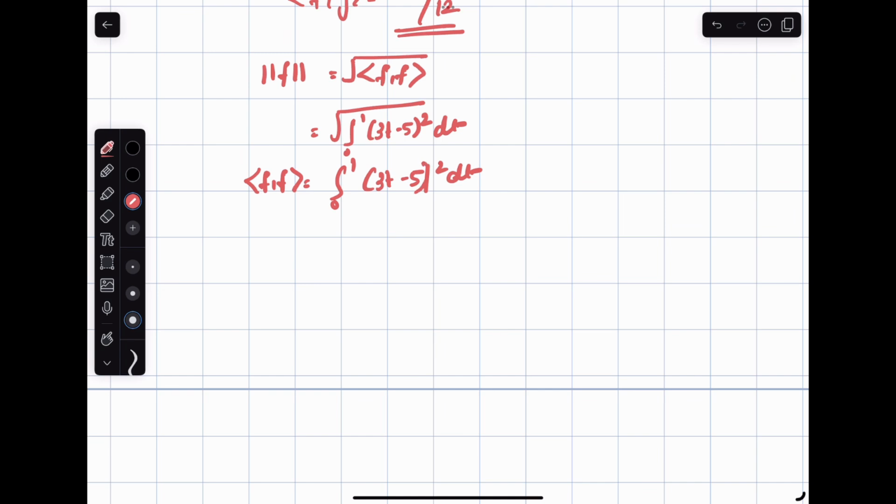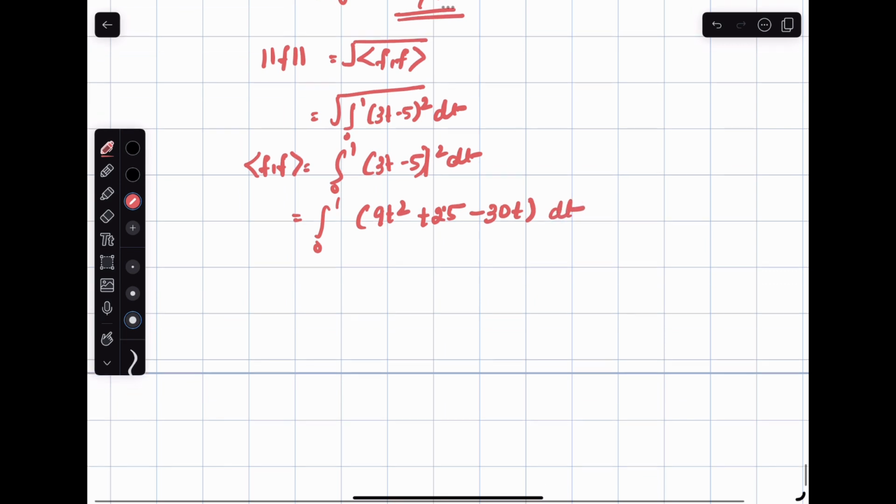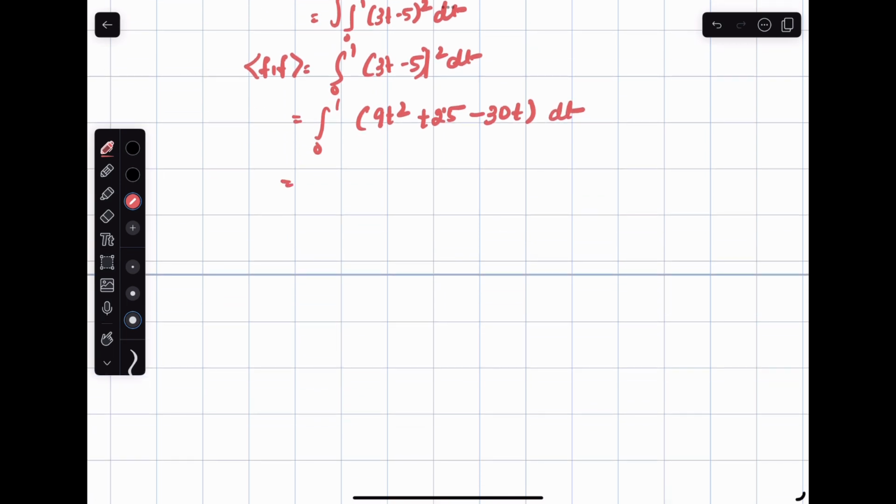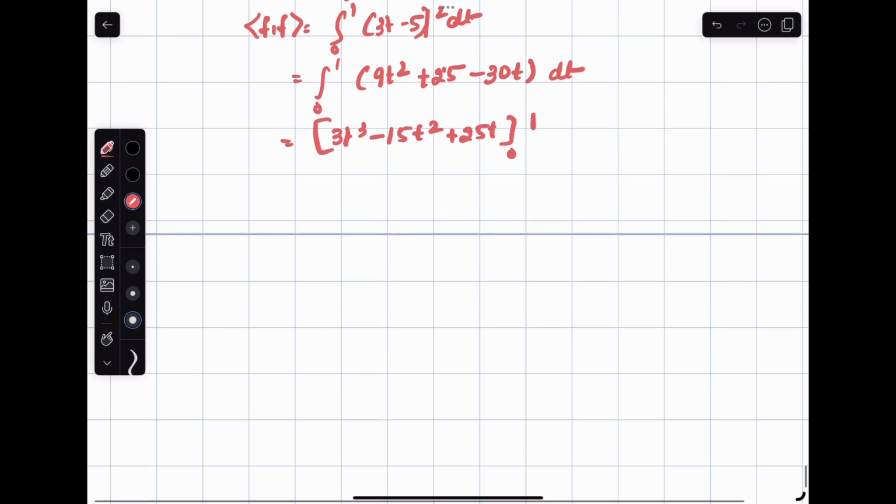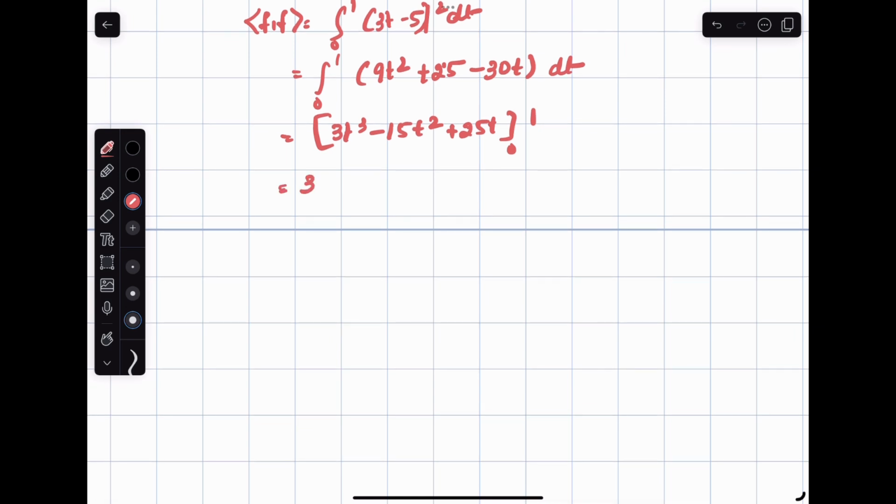What I will do is apply the (a minus b) whole square formula, which is a square plus b square minus 2ab. After that I will open the integration. I'll get the integral from 0 to 1 of (9t square minus 30t plus 25) dt. Solving with the upper limit, I'll get 3 minus 15 plus 25, minus the lower limit 0. So I'll get the answer as 13. So that is f comma f.